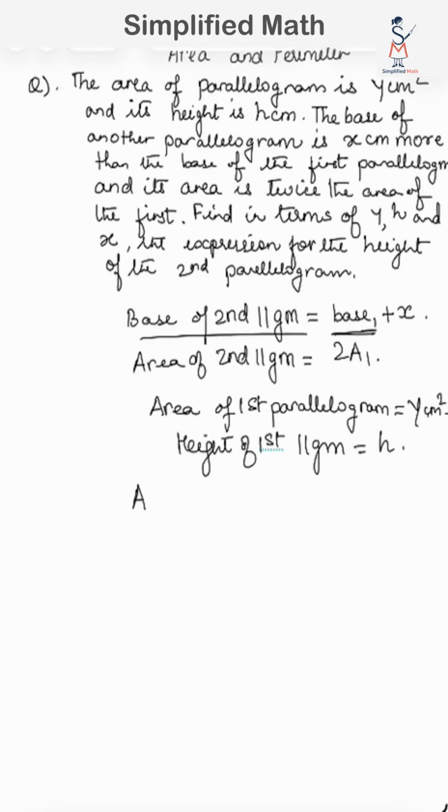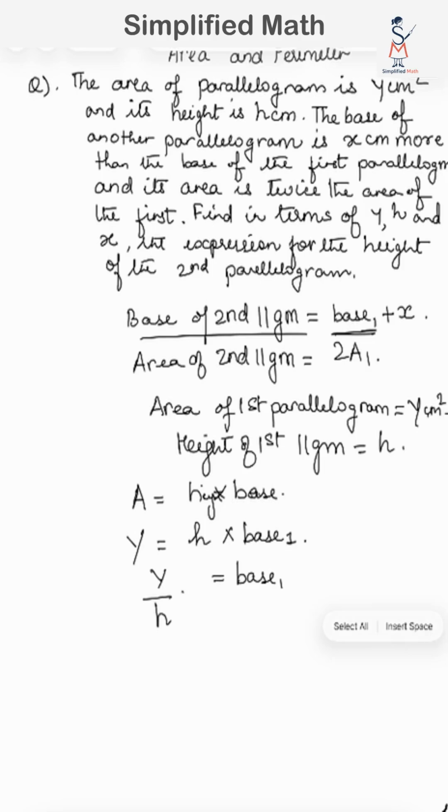So we know area of a parallelogram is h into b, that is height into base. This is height. So area is y, height we know, that is h given, and base we have to find, the base of the first parallelogram. So what will be the base of the first parallelogram? y upon h. Fine. Now what is the area? Area is y. Fine.